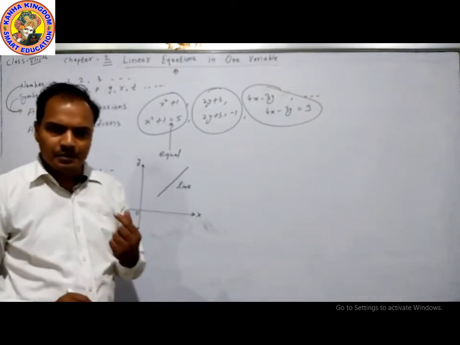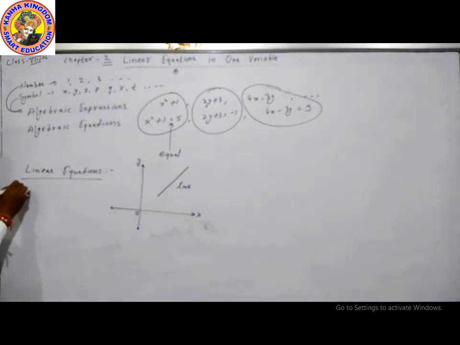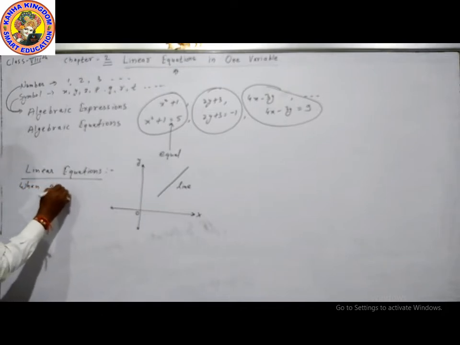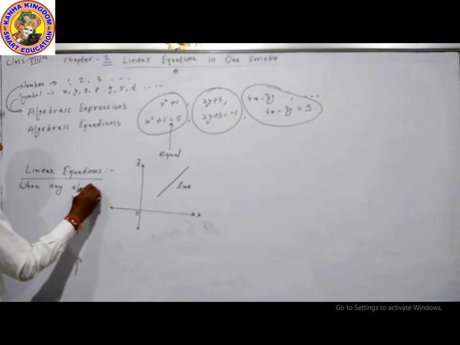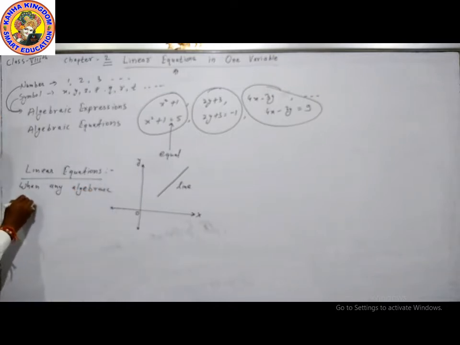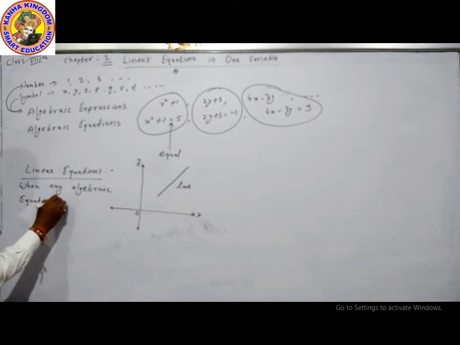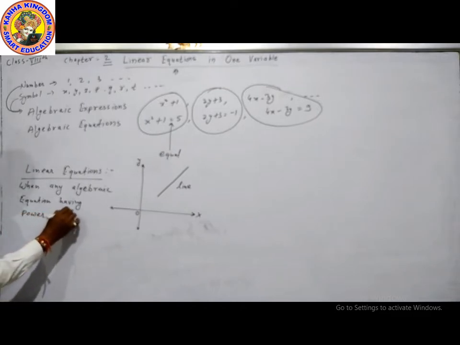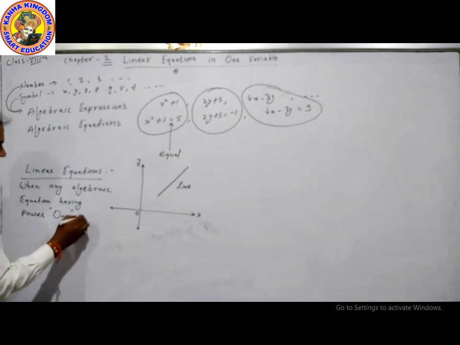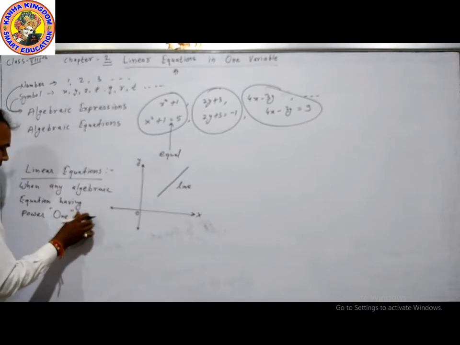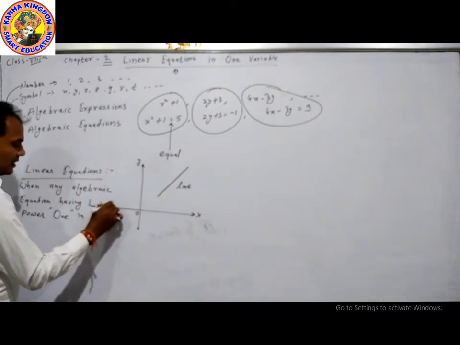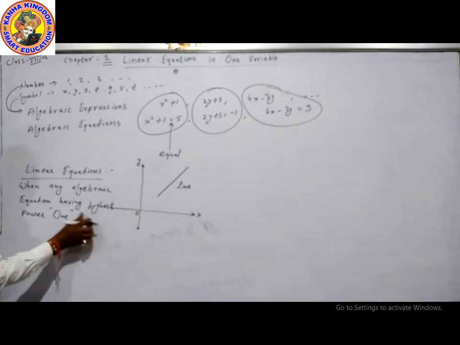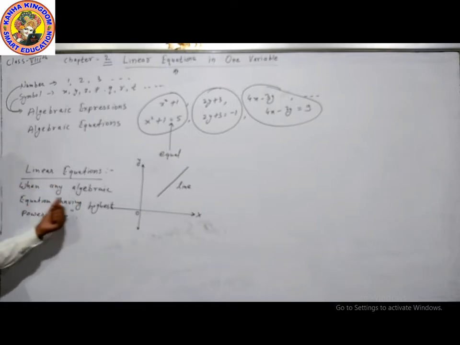This is the graphical term, and mathematically, when any algebraic equation has highest power 1 of the variable, it is a linear equation.